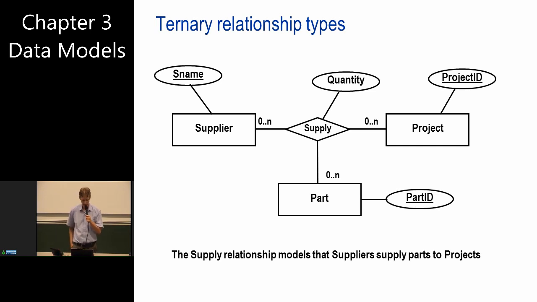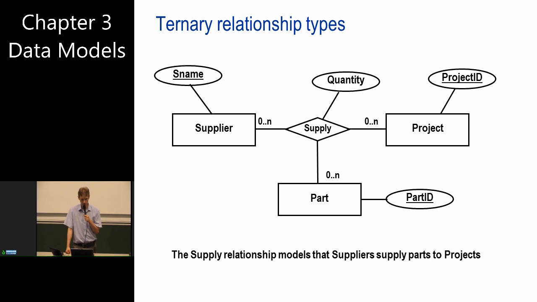And let's just read the cardinalities first. And we're going to start by reading the cardinality 0 to n next to project. So next to project, you see 0 to n. What that means is the following. A supplier can supply a part to minimum 0, maximum n projects. Let's then read the cardinalities 0 to n just above the part entity type. A supplier can supply for a particular project minimum 0, maximum n parts. Okay. Let's now finish and read the cardinalities next to supplier, which are also 0 to n. A part for a project can be supplied by minimum 0, maximum n suppliers.